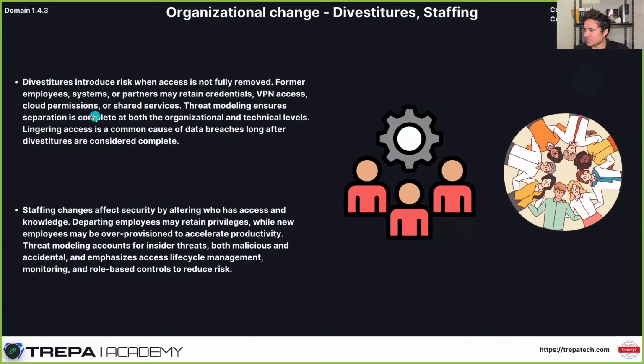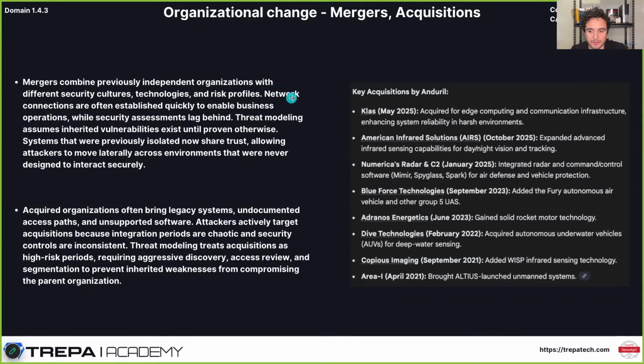Okay, organizational changes. So let's go over this. This is kind of the boring stuff here, but something we have to be aware of if we're ever in this position. So mergers. A merger combines previously independent organizations with different security cultures, technologies, and risk profiles. So there are new network connections, new systems, new applications interacting with each other, and now we have to share trust with another organization's IT team. So what we're saying here at a high level is that when there's a merger, we have to combine efforts and combine IT systems, and we may not have the same security policies or standards. So something we have to be aware of.